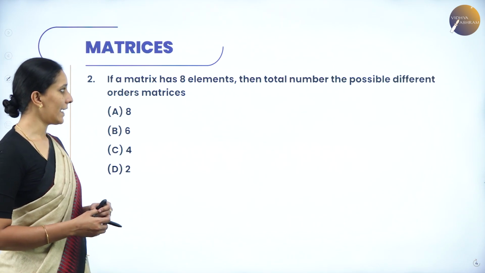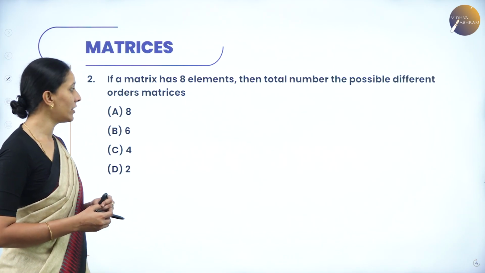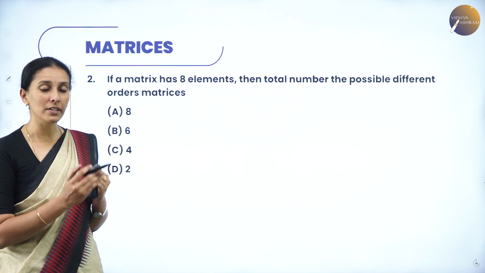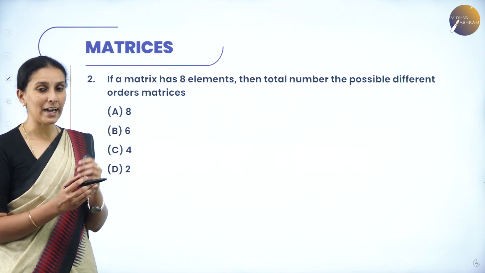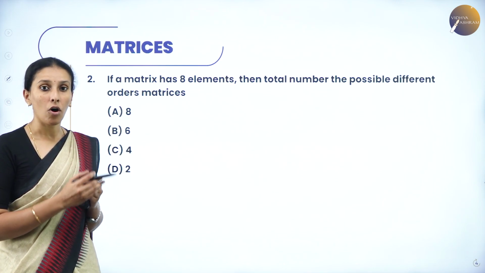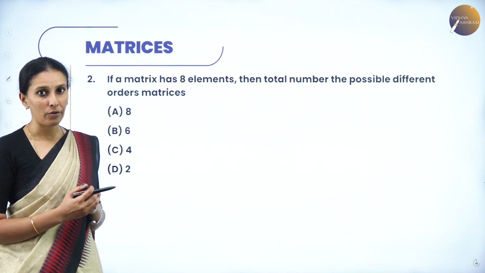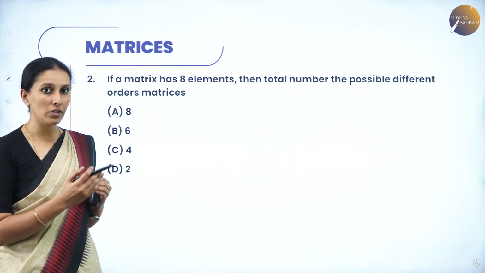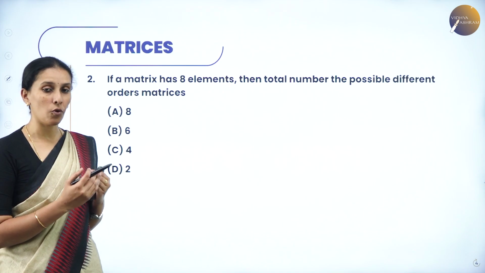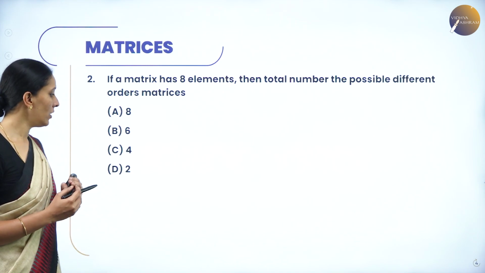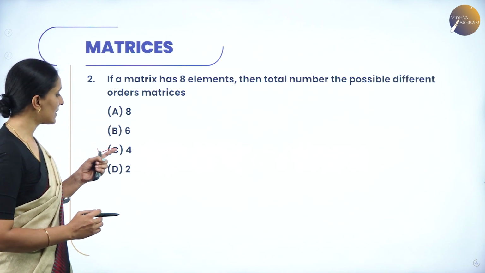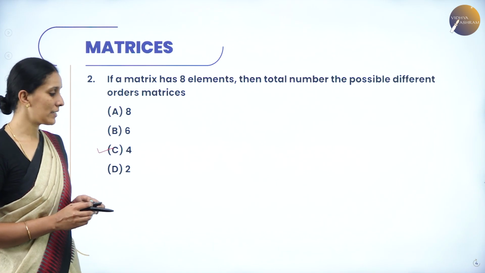Next, if a matrix has 8 elements, then total number of possible different orders of matrices. What is the order of a matrix? That is number of rows and number of columns. If matrix A contains 8 elements, it can be 1 row 8 columns, that is 1 cross 8, or 8 rows and 1 column, that is 8 cross 1, or 4 2s are 8, that is 4 rows and 2 columns, or 2 rows and 4 columns. So, overall, there are 4 types of order we can make for matrix A. See here 8, 6, 4, 2. So, option C, 4, is the correct answer.